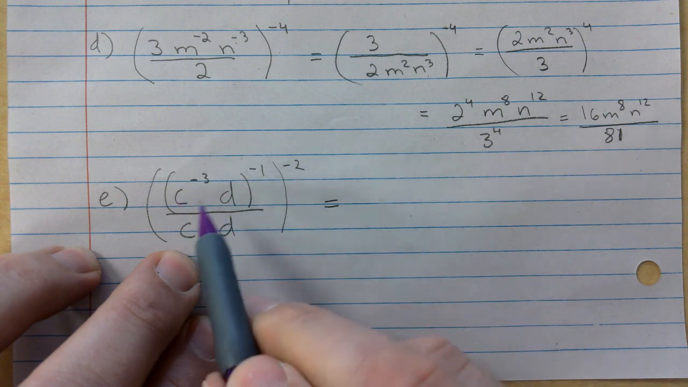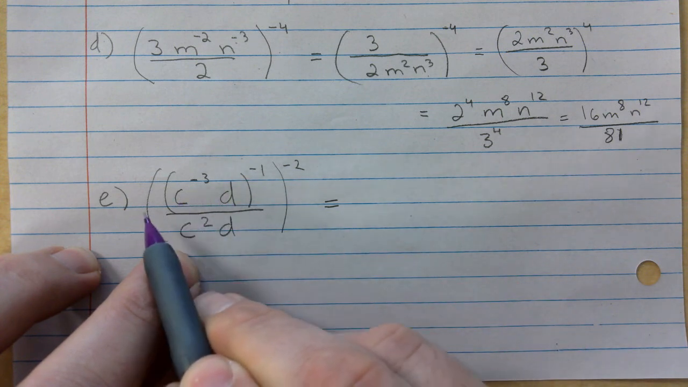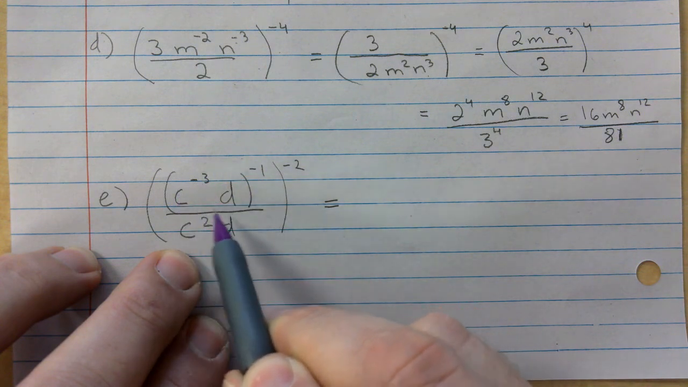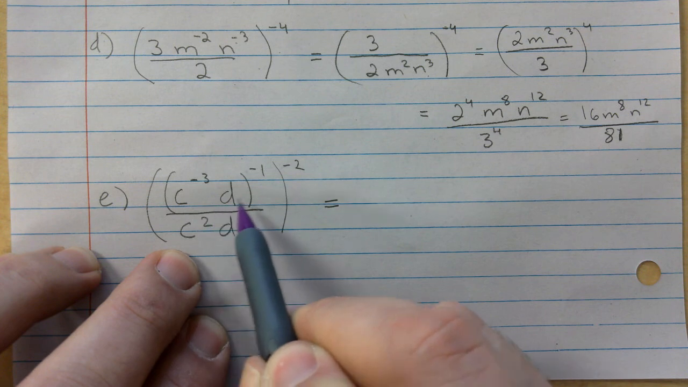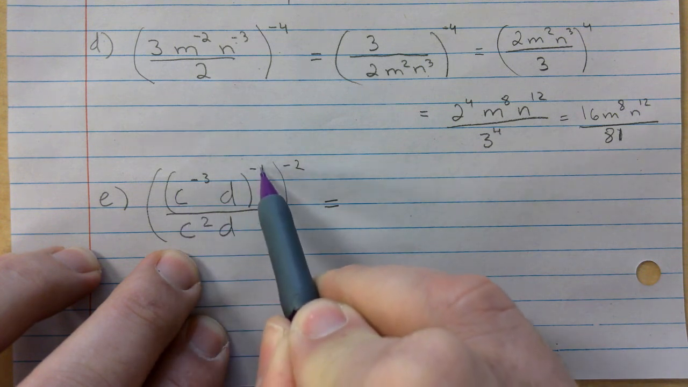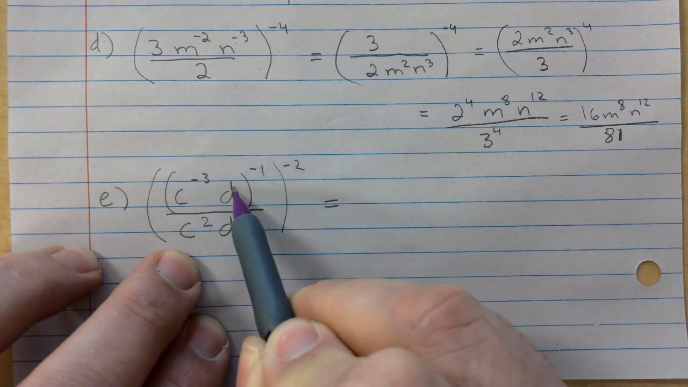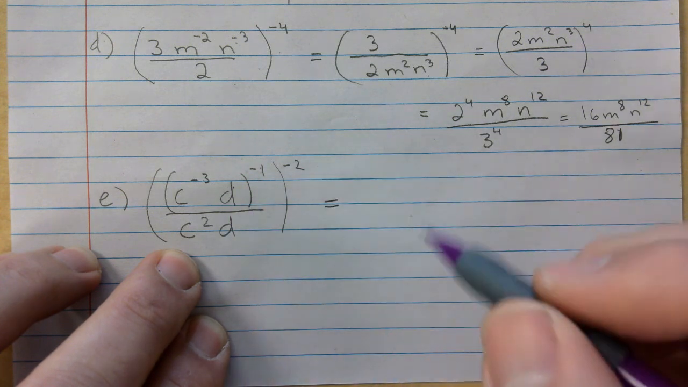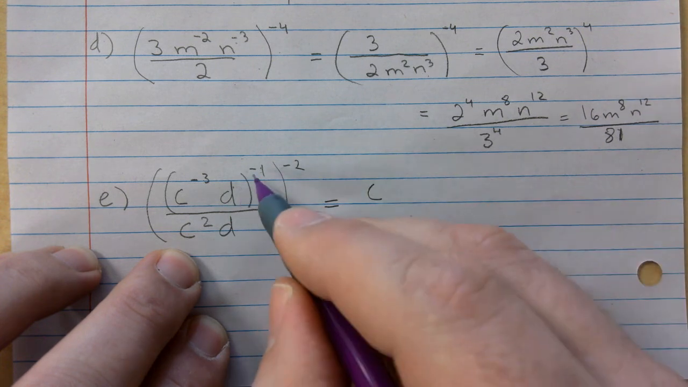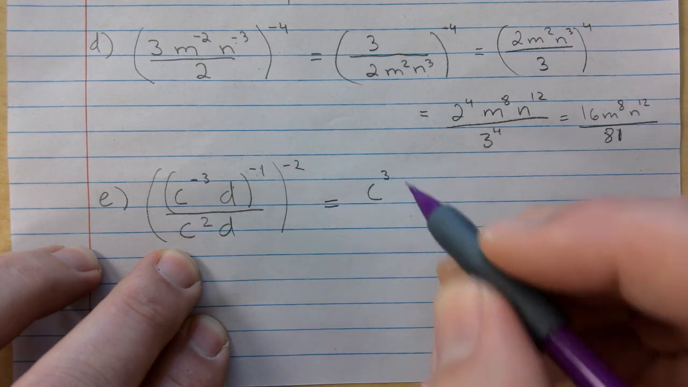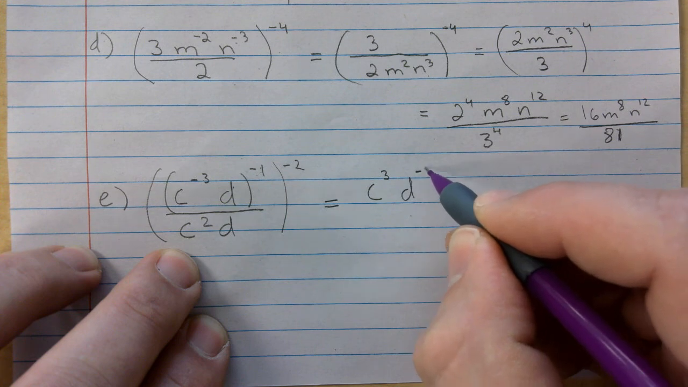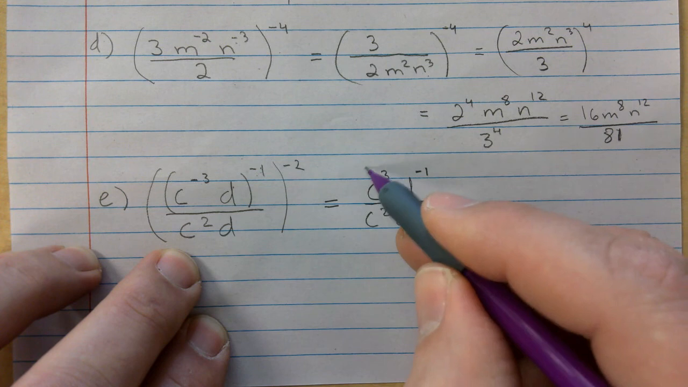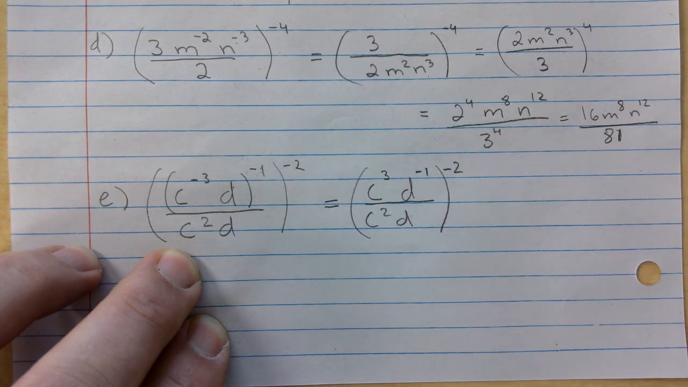Here you have a bracket within a bracket. So take care of this first here. Okay. What I would do in this case, I would just distribute this across whatever is there. Instead of flipping it, I would just distribute that exponent. So C to the -1 times -3 is 3, and D has an exponent of -1 like that. And then you have C squared and D. All of that is still to the -2.